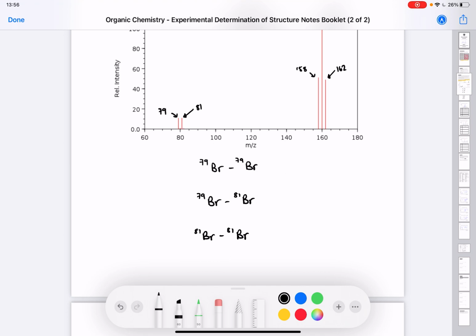So when that sample of bromine is injected into the mass spectrometer, what happens is for some of the molecules that are there, the high energy electron basically just knocks one electron off of the molecule, which gives us a positively charged ion fragment.